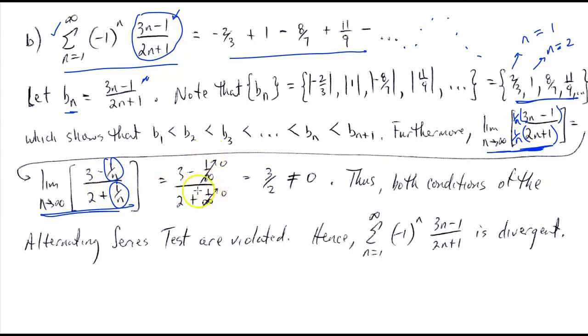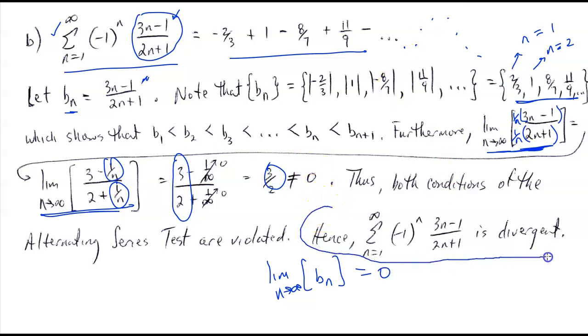And we know that 1 divided by infinity from a limit standpoint approaches 0. And of course, that just leaves us the 3 and the 2 here. And we know that 3 over 2 is not equal to 0. So we have not met the condition where the limit of b sub n as n approaches infinity equals 0, because we have 3 over 2. So because of that, we see that the second condition is violated as well. So no matter how we try to look at it, we know that this particular alternating series will be divergent because of that.